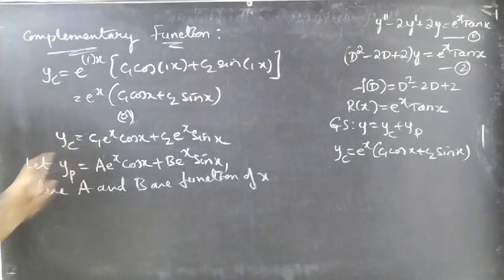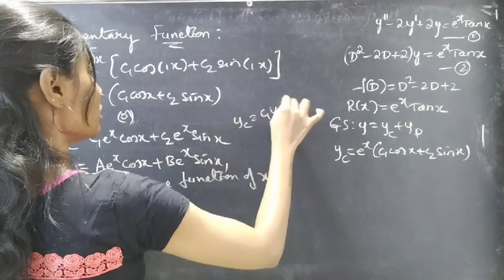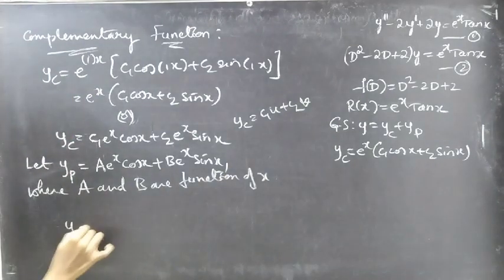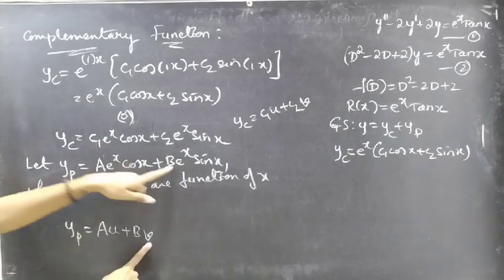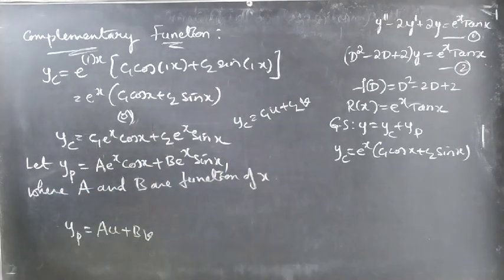Now we can compare yc with c1u plus c2v, or yp with au plus bv, to find u and v, where u is e power x cos x and v is e power x sin x. U is e power x cos x, v is e power x sin x, right?